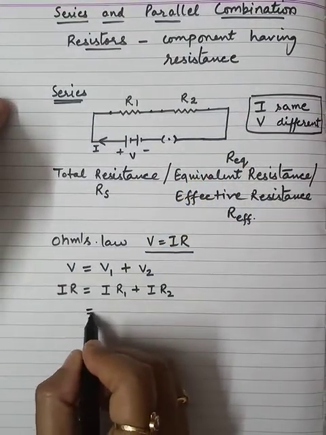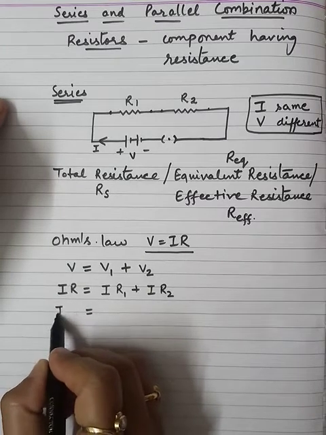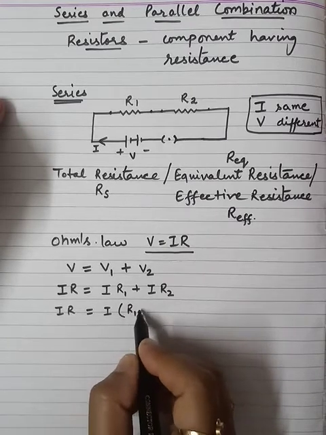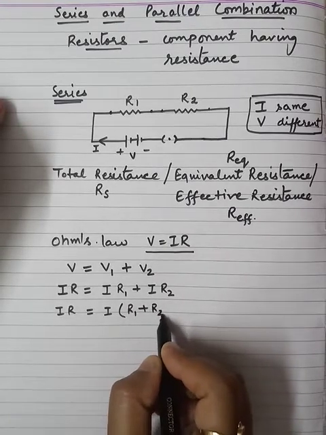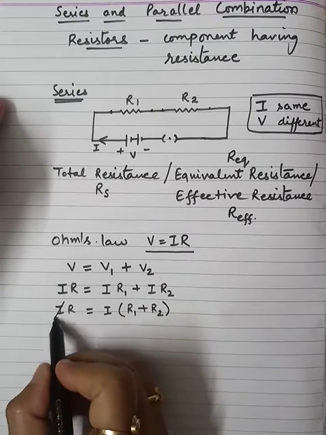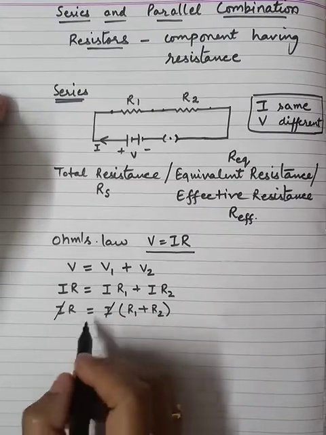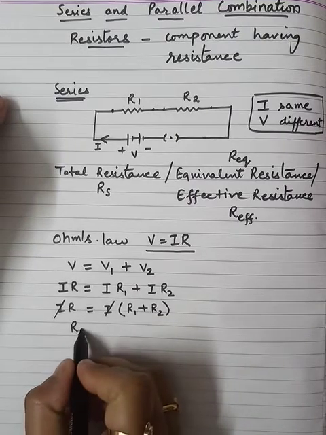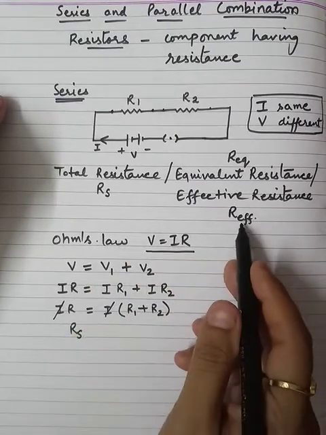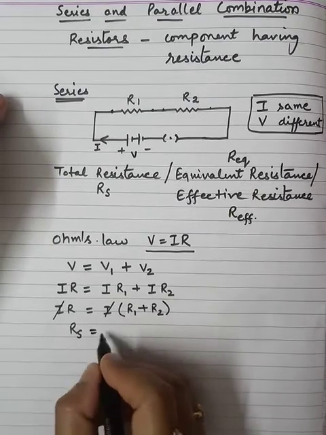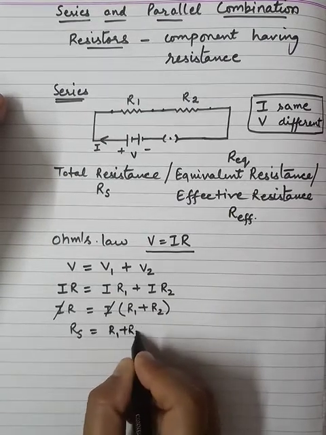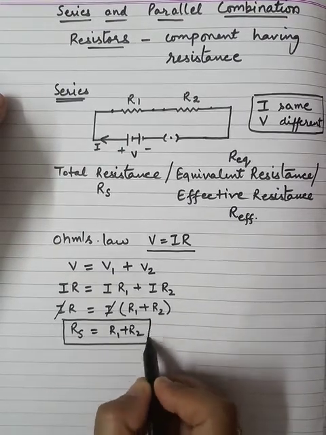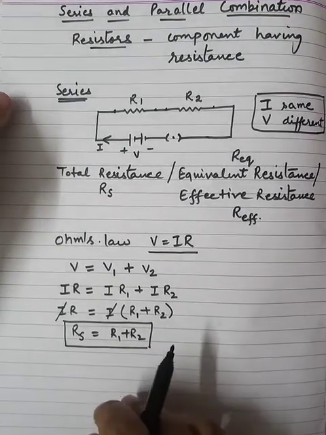So over here we can take this I as common. It becomes, in brackets, R1 plus R2. This I can be cancelled out on the LHS and RHS. Then R total, that can be represented as RS or R effective or R equivalent, is equal to R1 plus R2. This will be the formula for series combination.